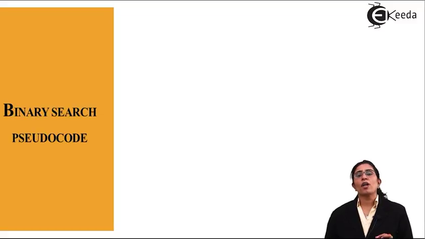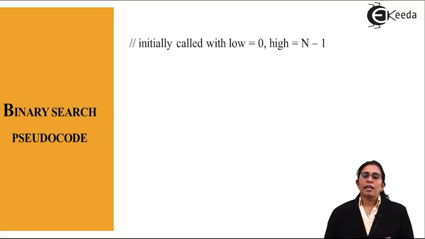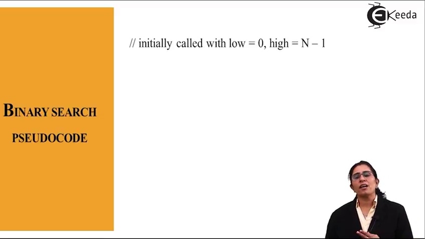How does this code actually work? Initially called with low equal to 0 and high equal to n minus 1, if n is taken as 10. Then if n is 10, my low is starting with 0.